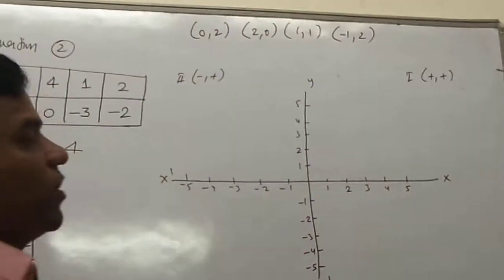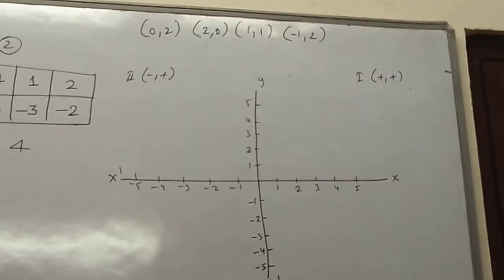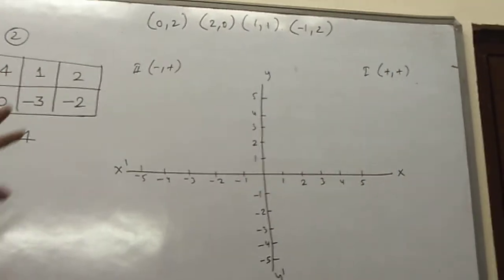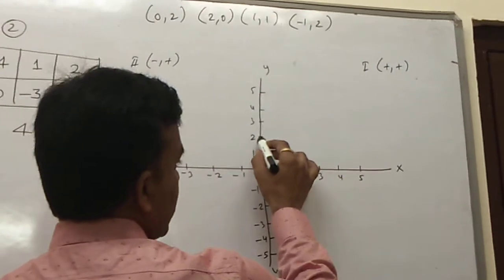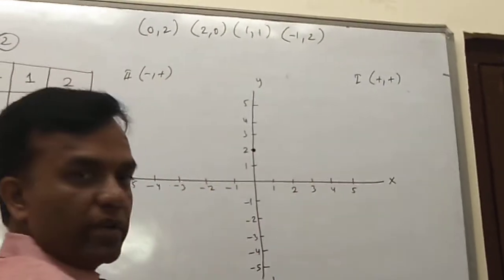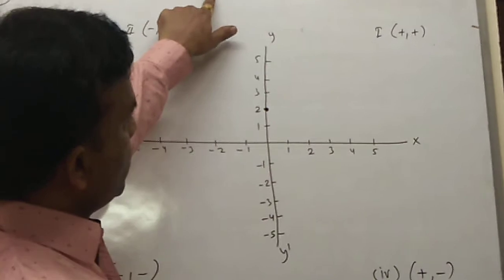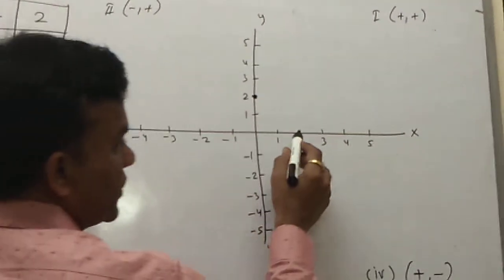You write down all the coordinate pairs of the graph for easy drawing. You have the value of x is 0 and then y equal to 2. So similarly you dot here. This point you dot 2. Now 2, 0. It means x is 2.